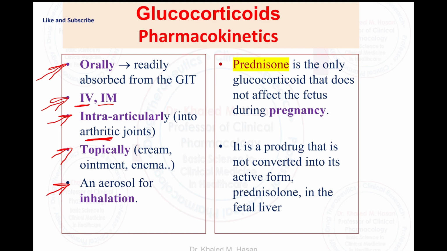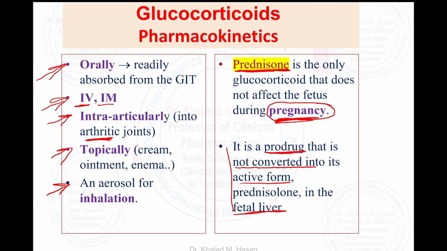So what happens if we need to use cortisone during pregnancy? They found the safest medication during pregnancy belonging to the glucocorticoids is prednisone. Prednisone is a prodrug, as you can see here, and it is unable to convert to the active medication in the fetal liver. Therefore, prednisone is considered safe during pregnancy. The question here: which of the following glucocorticoids is considered the safest medication during pregnancy? So we have prednisone.